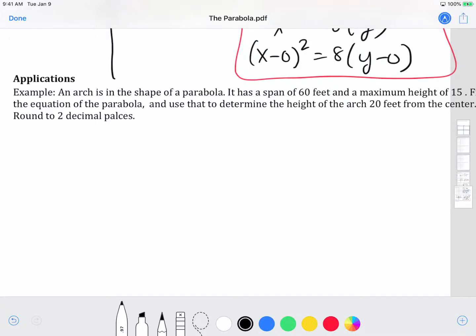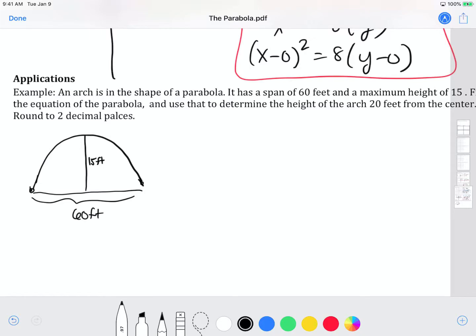Okay, now here's an application of a parabola. It says an arch is in the shape of a parabola. So we've got an arch. It has a span of 60 feet, so from here to here is 60 feet. The maximum height is 15 feet, so from here to here, it's 15 feet.